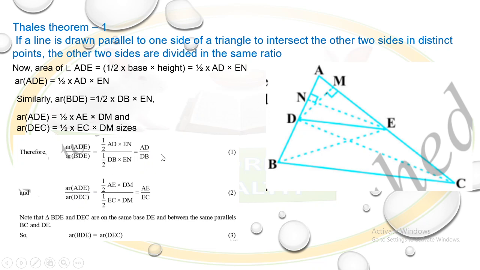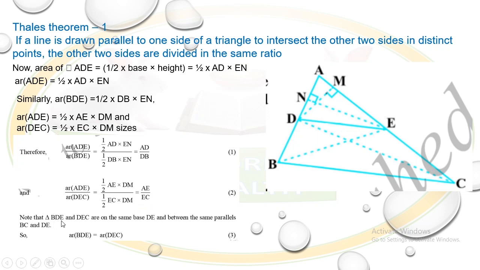And we can try another equation, that is area ADE divided by area DEC. As I have already told you, we need to prove AD divided by BD is equal to AE divided by EC, that is the reason we have considered triangles which contain these sides. Here we have already divided ADE and BDE and got AD divided by BD. Similarly we divide ADE by DEC: half into AE into DM divided by half into EC into DM. If we simplify this, we get AE divided by EC.